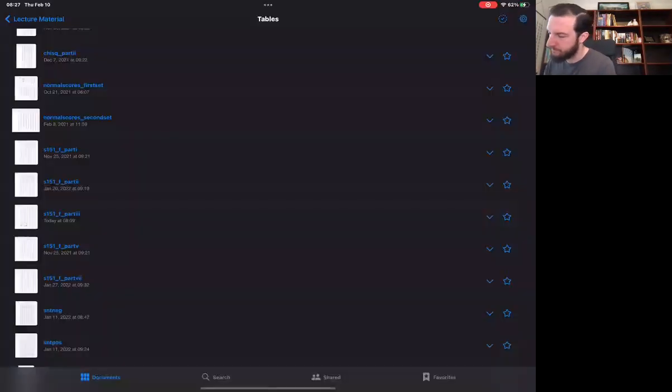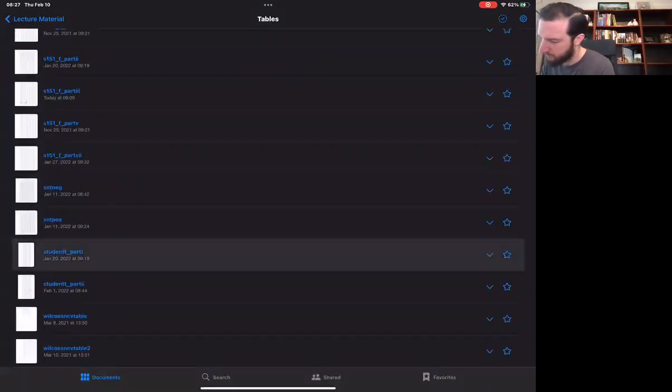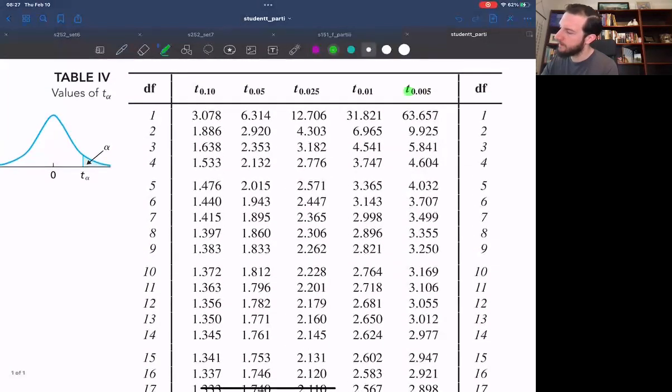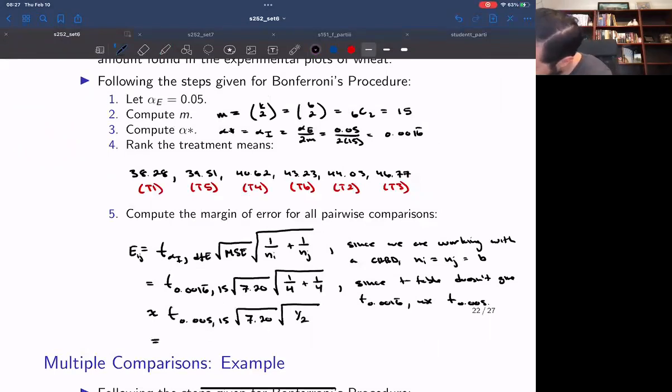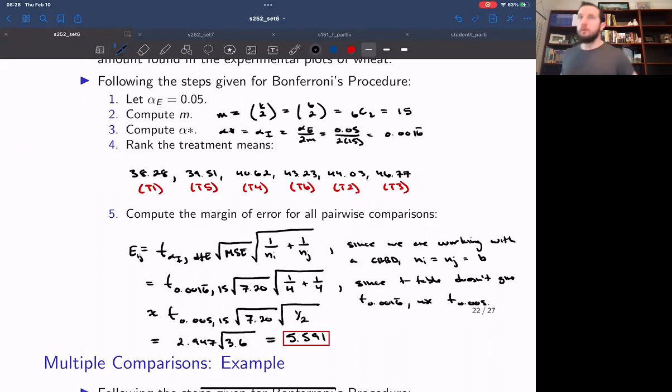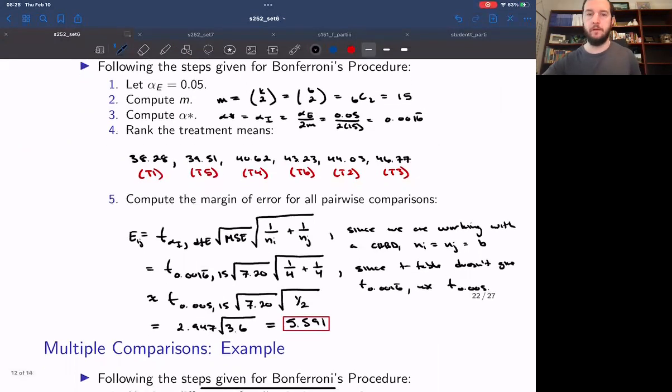All right. So now we can go to our t table. Okay, so we're rounding to this quantity here, 15 degrees of freedom. That gives us 2.947. Okay, so this is going to be 2.947 multiplied by the square root of 3.6, which is going to be 5.591. Any questions?